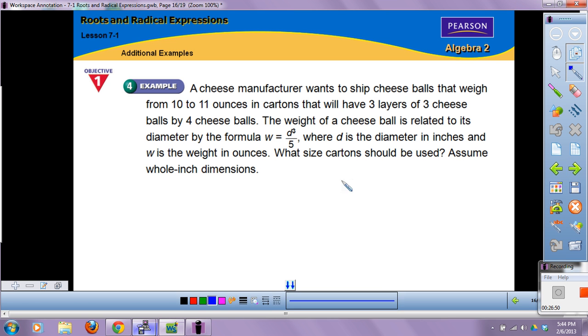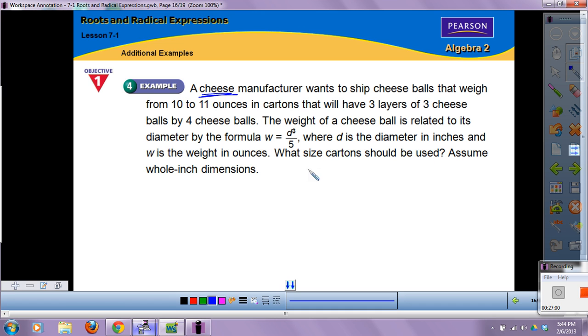Okay, last example. Where does this fit into life? Well, I know that you've always wanted to be a cheese manufacturer, so I just knew that this was going to help you in the future when you start your cheese business. A cheese manufacturer wants to ship cheese balls. That's right, cheese balls that weigh from 10 to 11 ounces.